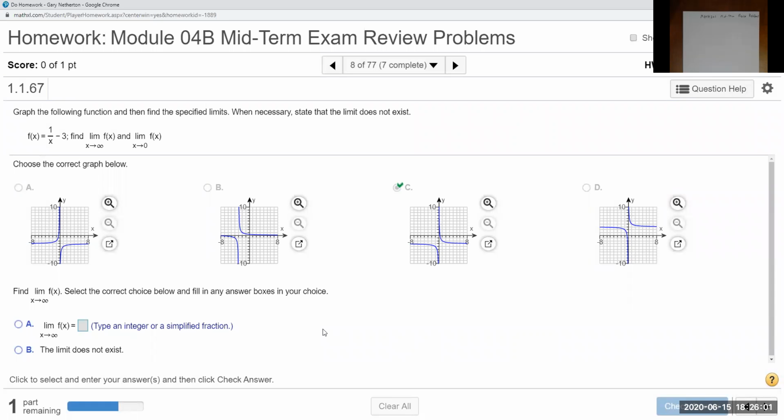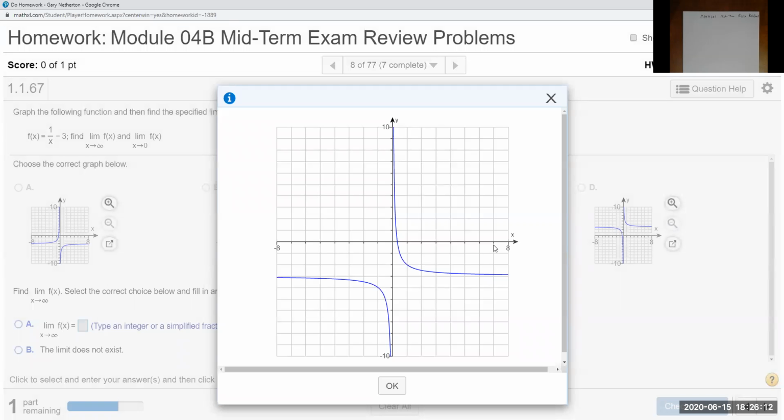Now, they're going to have me do a couple of limit problems. The first one, they're looking at the limit as x approaches infinity. So once again, let's look at my graph. x approaches infinity means you can imagine going as far to the right as possible.